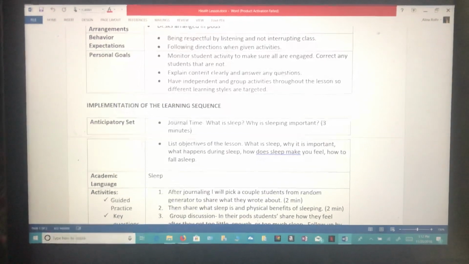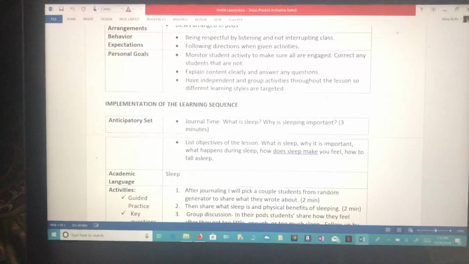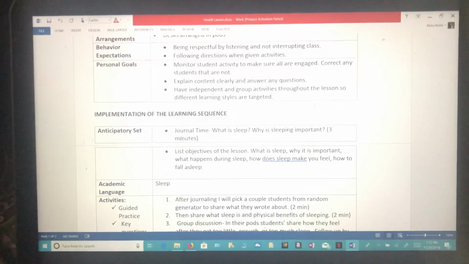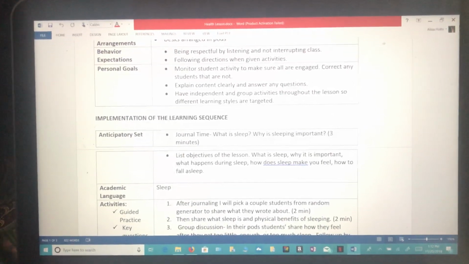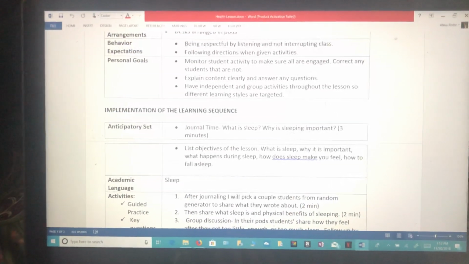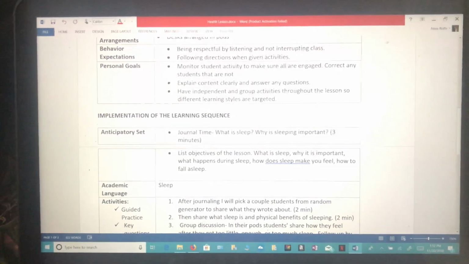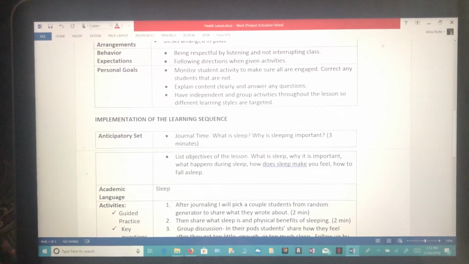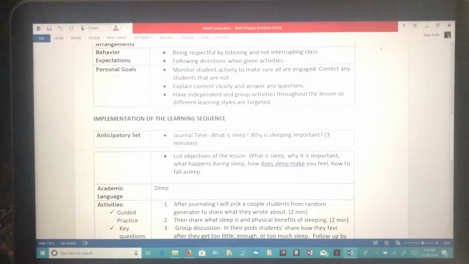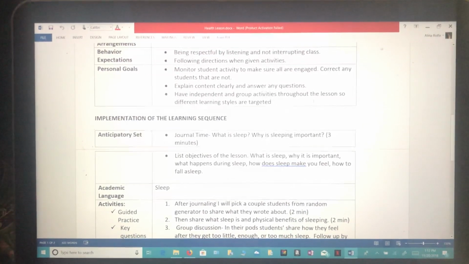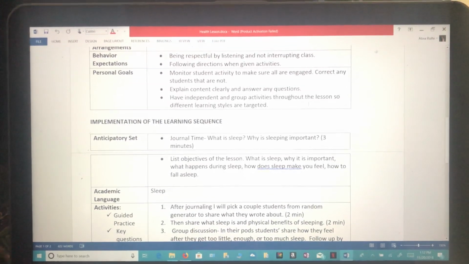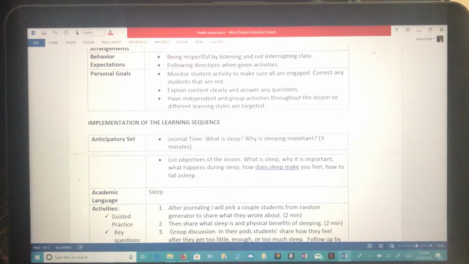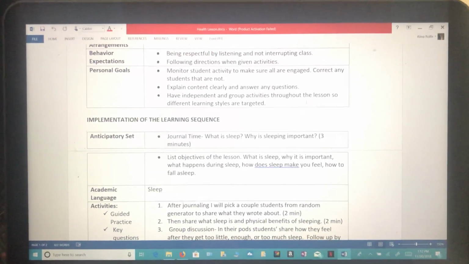My personal goals are to monitor activity to make sure all students are engaged and correct any students that are not, just to reinforce the behaviors that I want, and explain content clearly and answer any questions, and have independent and group activities throughout the lesson so students that have different learning styles are targeted, and just to have diversity within the lesson.